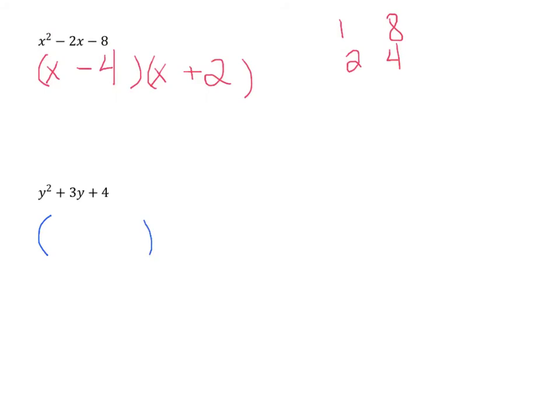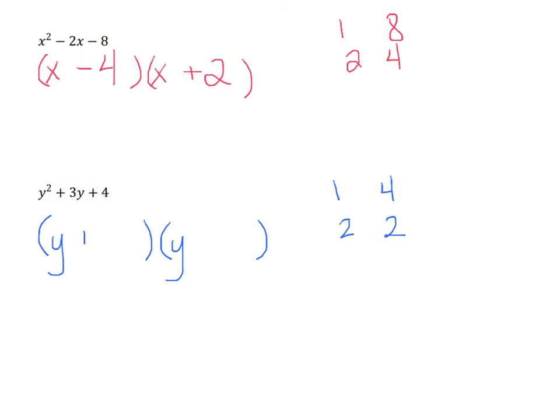Looking at the next one. I know my first term is y. I know that I need multiples of 4. So that's 1 and 4, or it's 2 and 2. This tells me that the terms are the same. This tells me that they're both positive.